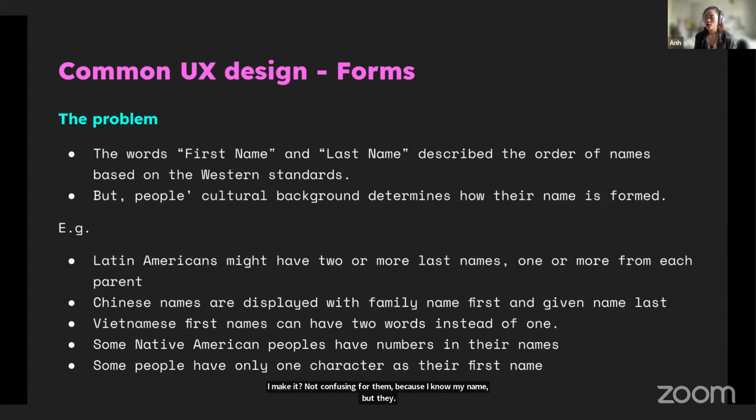Some Native American people also have numbers in their name. So again, special characters or numbers being limited in form fields can create a problem for them too. And some people have only 1 or 2 characters as their first name. We've all stumbled upon this example of a form where someone whose last name is Yu, spelled Y-U, and the form popped up an error saying, hey, you need 3 or more characters in your last name. And this was not great, because who are you to say that I don't have a correct name? That's how I feel a lot of the time.